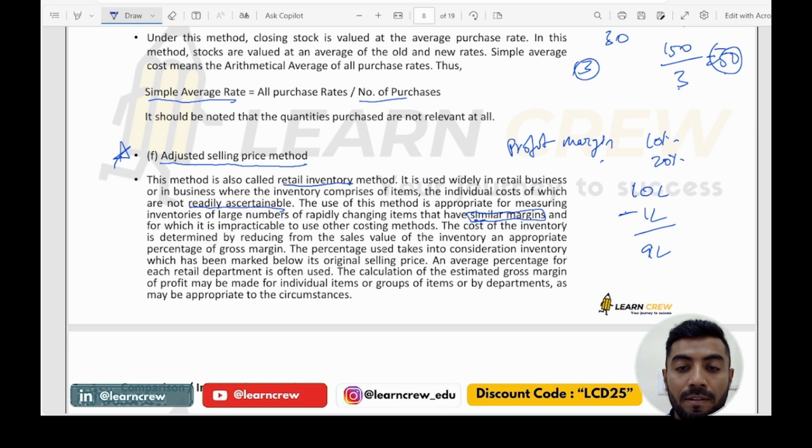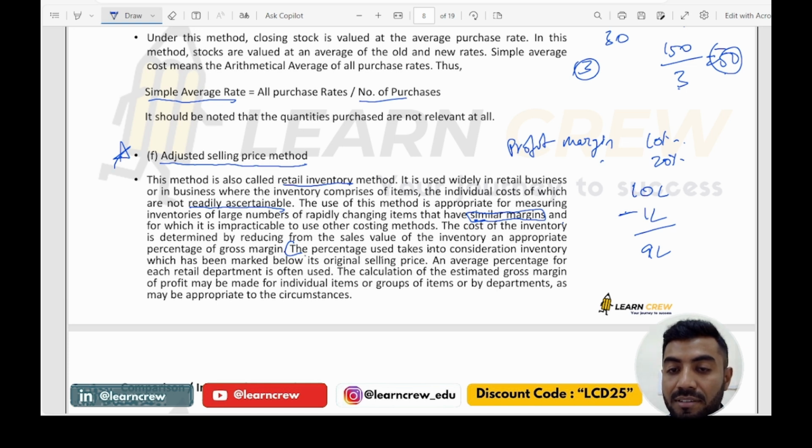Then coming to the percentage used, this point is very important. The percentage used takes into consideration inventory which has been marked below its original selling price. Say, for example, all the inventories have been sold at a margin of 10%. But some inventory, which is abnormal goods, they'll be selling at a loss or a profit. That particularly will be given in the question. I'll have an example sum and show you how it is done. As of now, we'll just cover the theory. In the example sum, I'll explain this in detail.